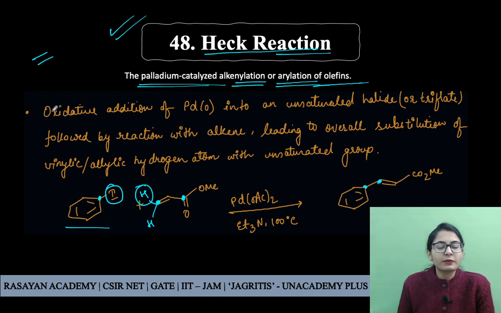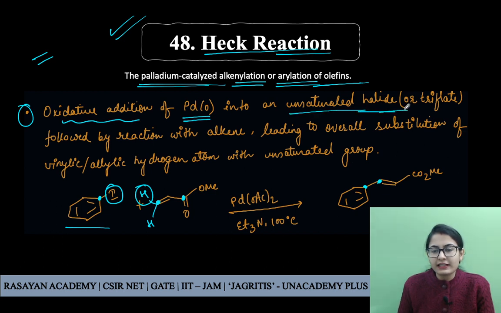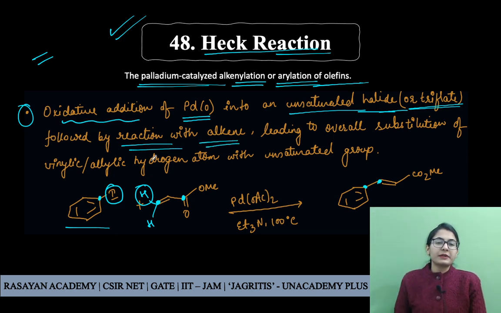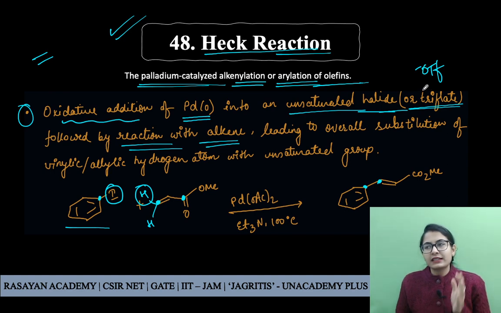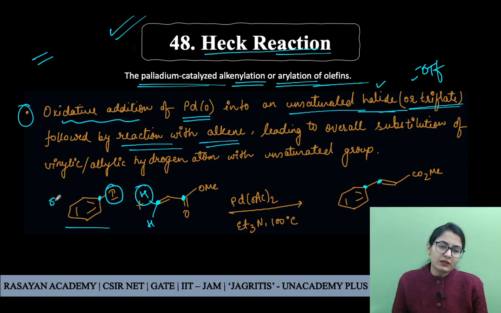Let's see. So first of all, oxidative addition of palladium 0 into an unsaturated halide, or triflate, takes place, followed by reaction with alkene. So what just happened? Oxidative addition of palladium into an unsaturated halide or triflate. What are triflates? You usually write triflate as OTf, because these are very good leaving groups. So halide or triflate, they are going to give the same reaction, right? So first of all, oxidative addition here, right?